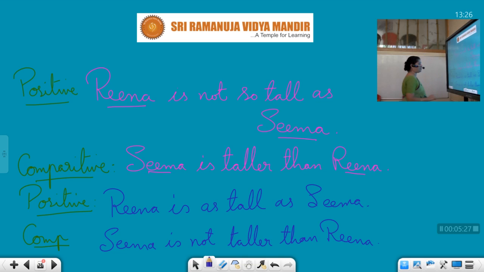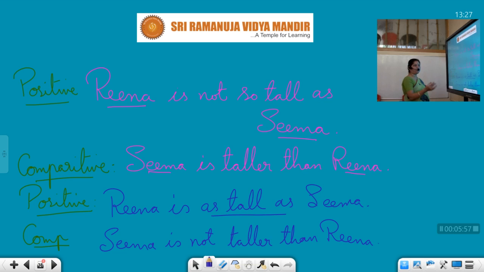Now look into this case. Reena is as tall as Seema. She is as tall as, means she must be equal to Seema's height or she must be a little more than Seema's height. But she is not shorter than Seema. That's the meaning over here. Reena is as tall as Seema. So when I'm changing into comparative, I should write Seema is not taller than, because she's as tall as Seema.